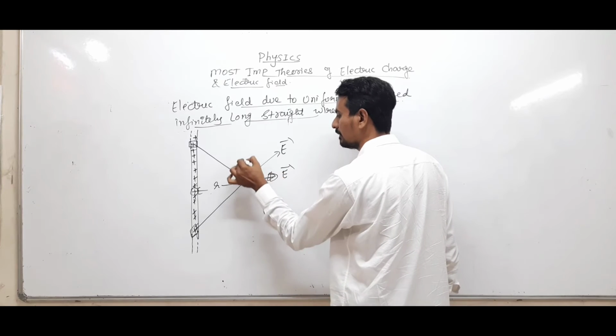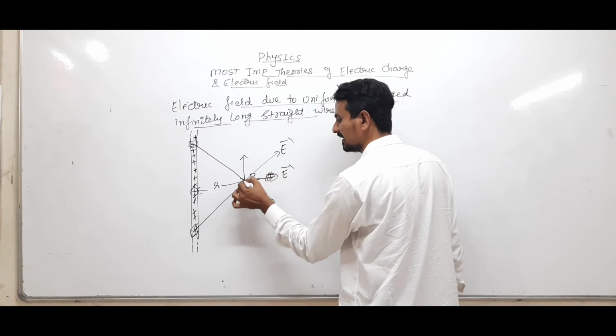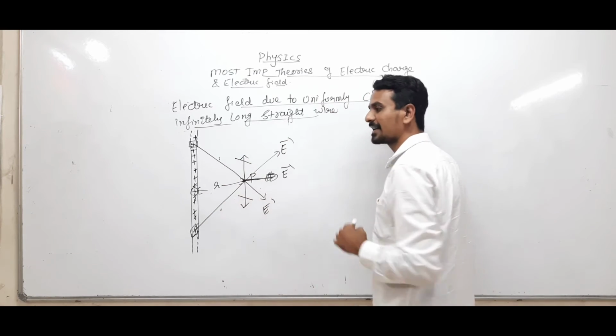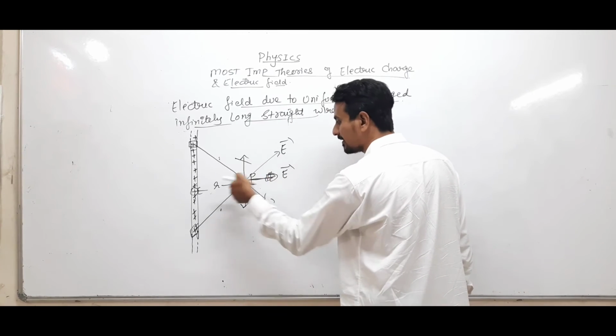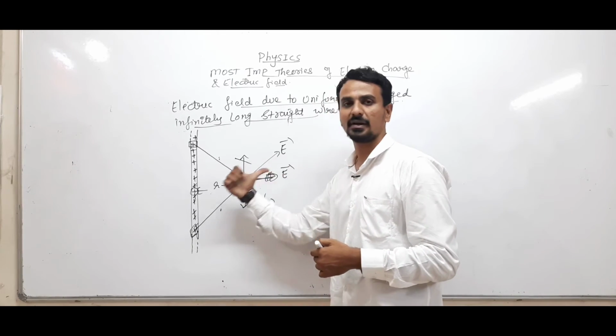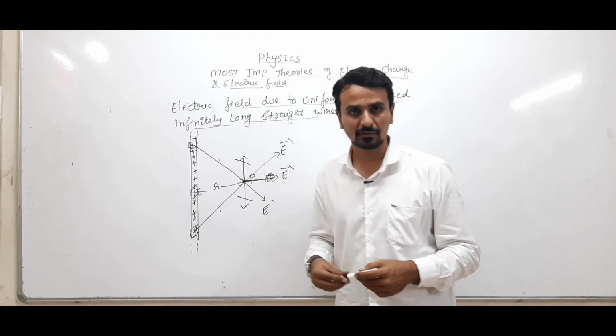One is this, one will be this way. This electric field will also have two components, this way, this way. These distances are equal, so these components will get cancelled. So finally the resultant electric field is in this direction, that is, it is radially outward. Now how to calculate the electric field at this point?